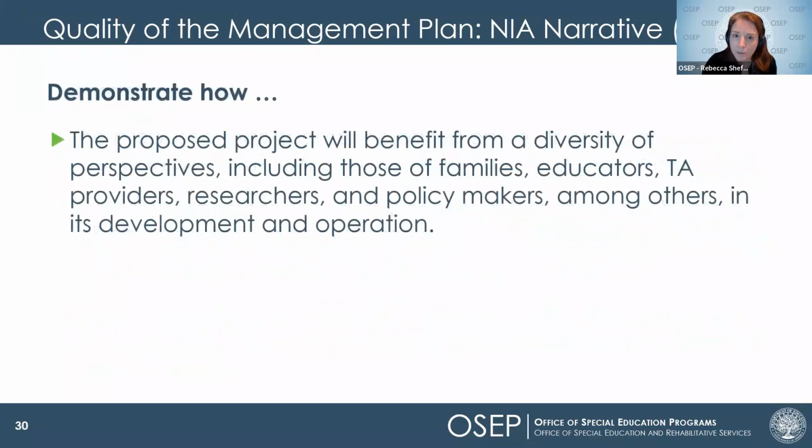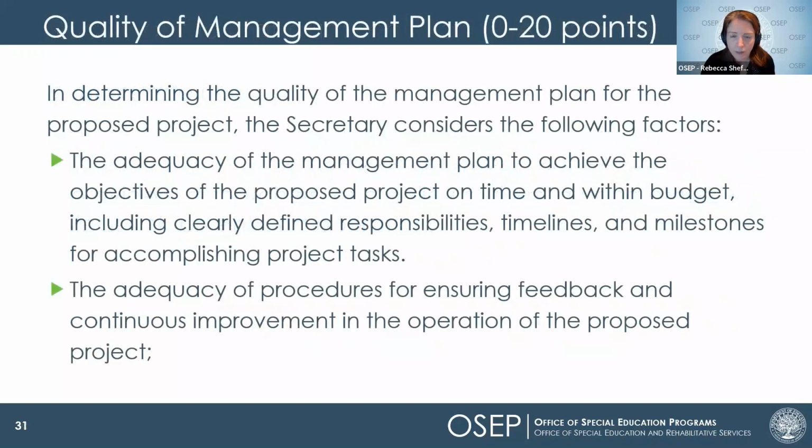Also demonstrate how the proposed project will benefit from a diversity of perspectives, including those of families, educators, technical assistance providers, researchers, and policymakers, among others, in its development and operation. Reviewers will score the quality of the management plan between 0 and 20 points, taking into consideration the adequacy of the management plan to achieve the objectives of the proposed project on time and within budget, including clearly defined responsibilities, timelines, and milestones for accomplishing project tasks, and the adequacy of procedures for ensuring feedback and continuous improvement in the operation of the proposed project.